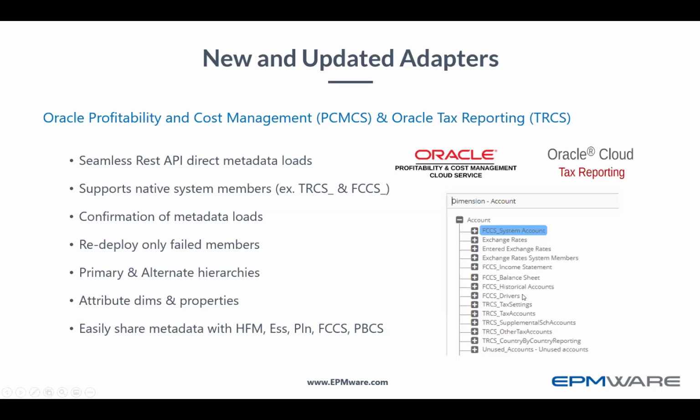What we've seen in recent implementations is sharing metadata with either on-premise applications like HFM and Planning, or even FCCS and PBCS, for PCMCS and TRCS. So there are a variety of different cases where you're going to share from HFM or from PBCS only subsets of that hierarchy, like your P&L and your balance sheet, with PCMCS or TRCS. But again, this applies to any application that you're interacting with. It's not only just these applications that you see here.